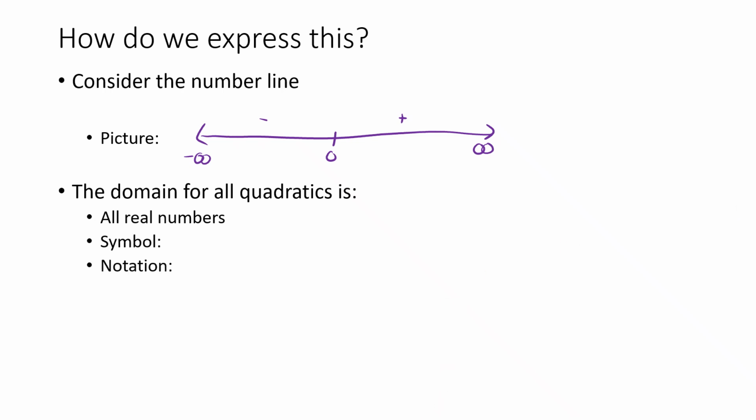There's a symbol and a notation you can use for this. The symbol looks like a funky R. It looks like the letter R, and then you put an extra bar on the back of it. That is the official symbol for all real numbers. You could write it out in words, or you can use that symbol. That symbol is our shorthand for everything on the number line.